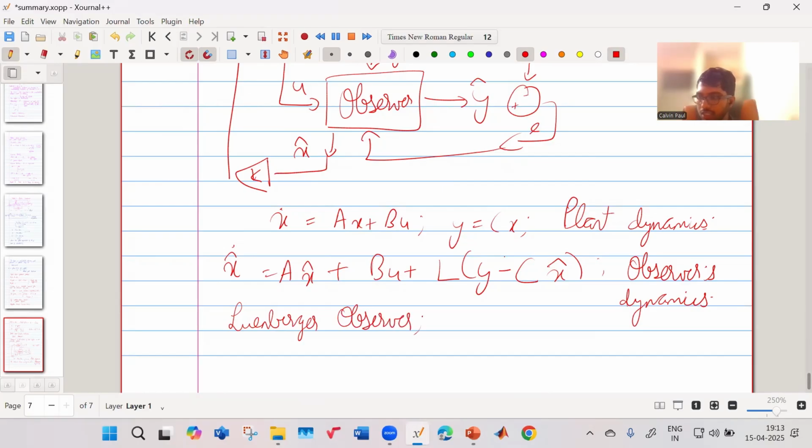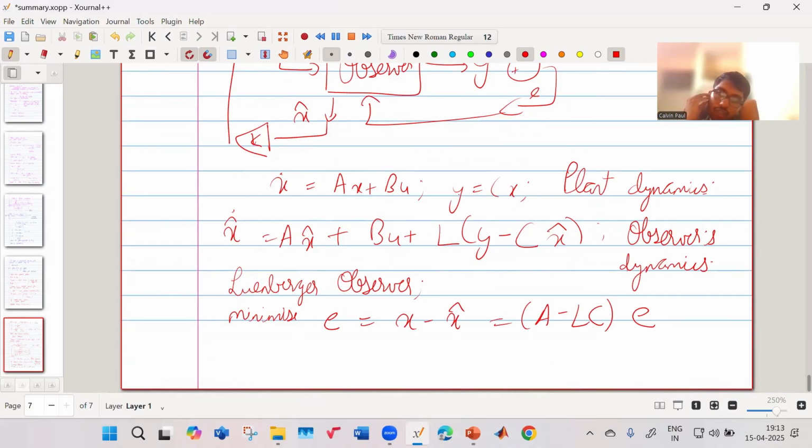And what is its function? Its goal is to minimize E, which is equal to x minus x hat. If you do that, it comes out to be E dot equal to (A minus LC) times E. So you have to place the poles of the observer in such a way that your error is minimized and tends to 0 as t tends to infinity. This is what was proved for the Luenberger observer.